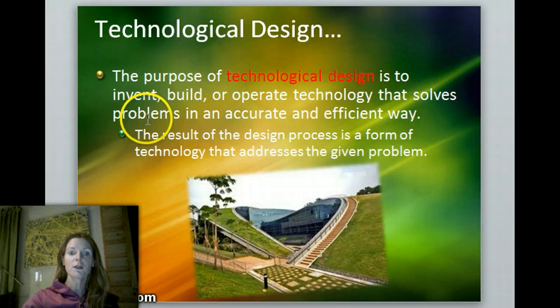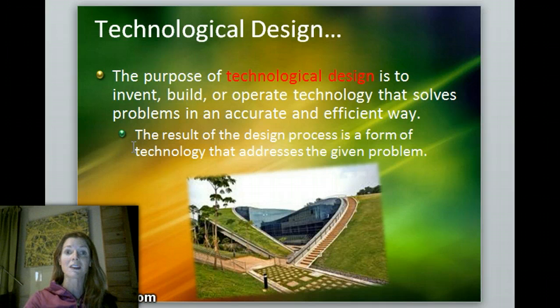Okay? The result of the design process is a form of technology that addresses the given problem. So typically, we have some kind of a problem that needs to be solved, right? Say, for instance, when you're working on your assignment, there is a problem typically that you're trying to solve. Whether it's a math problem, a science lab, or an English paper, whatever that might be, you have a given problem, a task, so to speak. And your result is going to be some kind of technology that is going to address that problem.